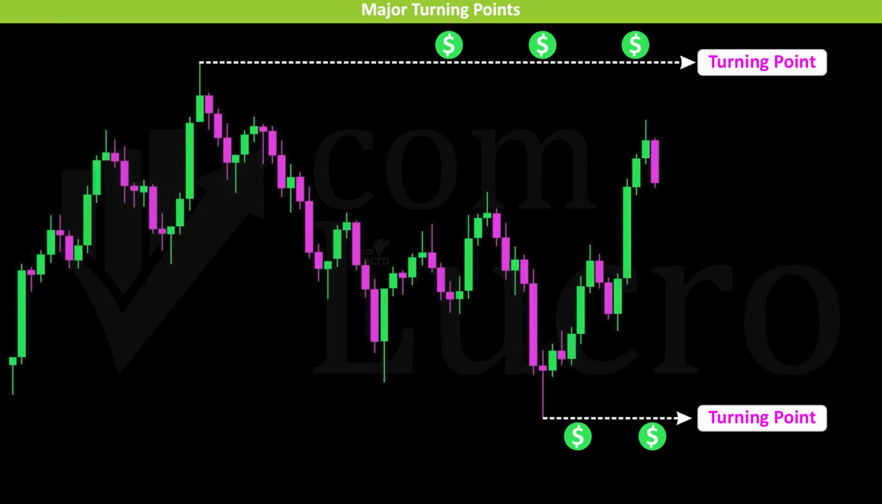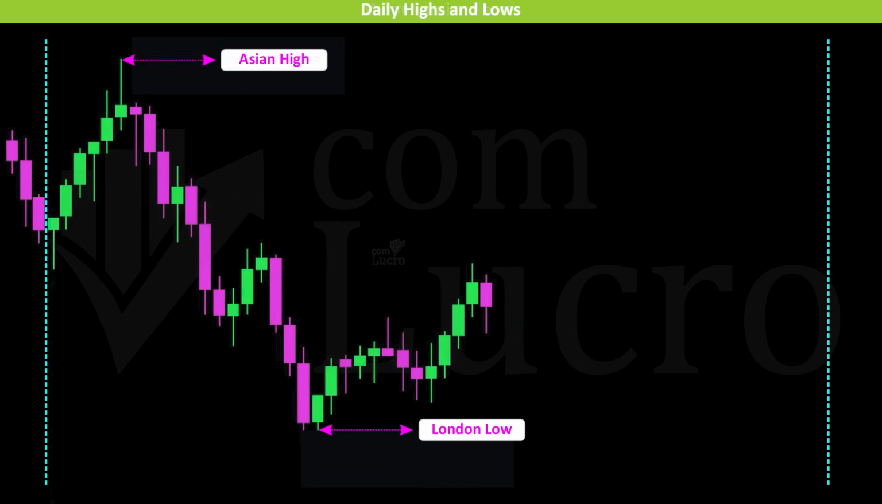Number 3. Turning points. Turning points are areas where the market reversed direction after a long trending move. Traders often view these zones as overbought or oversold. When price revisits them, reactions are usually strong because both retail traders and large participants focus on these levels, causing liquidity to build up.